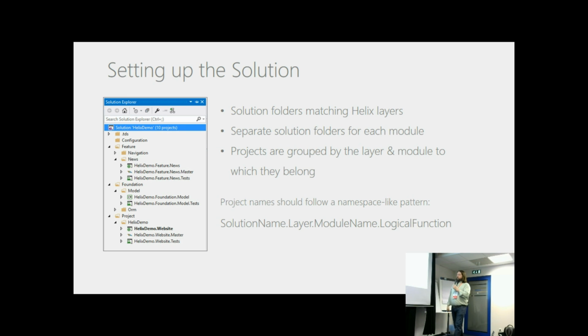And usually the names of your projects follow a namespace-like pattern where you have the solution name, the layer, so foundation, feature, project, then the module name, for instance navigation or news, and then a logical function if you have one. So, for instance, we've got .master here. This is serialization from the Sitecore database, and then we've got a testing project. So, following that naming convention.